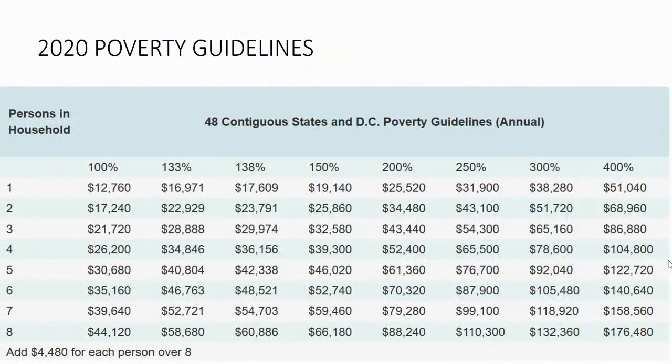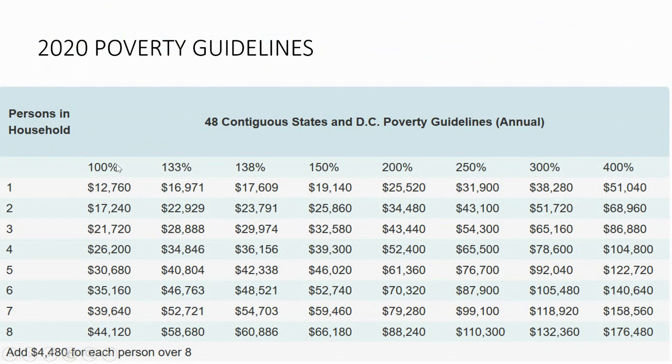So this is a guideline for 48 states and the District of Columbia. There are different ones for Alaska and Hawaii. And these are 2020 numbers. So for example, at 400%, a family of one would need to make $51,040 or less to qualify. If you're a family of 8, that would amount to $176,000.